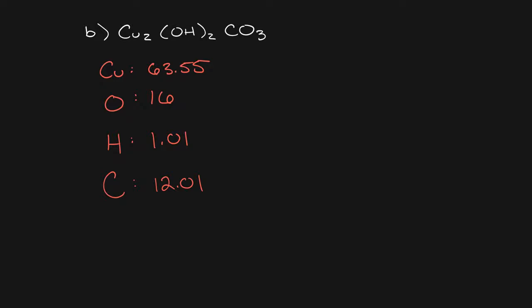Next, we count the number of atoms of each element in the compound. Starting with copper, it has 2 atoms. Oxygen has the first 3 in the CO3 section, and then the 2 outside of the parentheses distributes to the oxygen, so there is a total of 5 atoms of oxygen. Hydrogen, the 2 distributes as well to it, so there is a total of 2 atoms of hydrogen. And for carbon, there is only the single carbon atom.